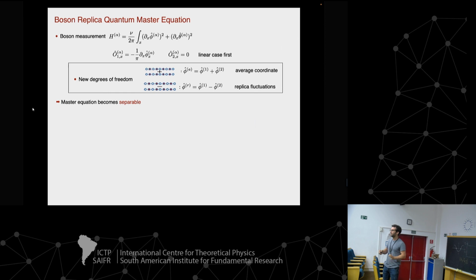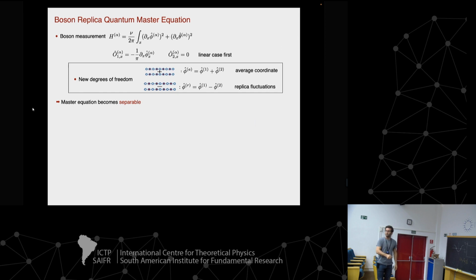The interesting insight was that we can change coordinates, very much like this Keldysh rotation that we discussed, but now we do a kind of rotation in the space of these replicas. We introduce center of mass, average coordinates, and relative coordinates. This relative coordinate, very much like the quantum field in the Keldysh, which measures the difference in field configurations on the plus and minus contour, now measures differences in configurations between different replicas.